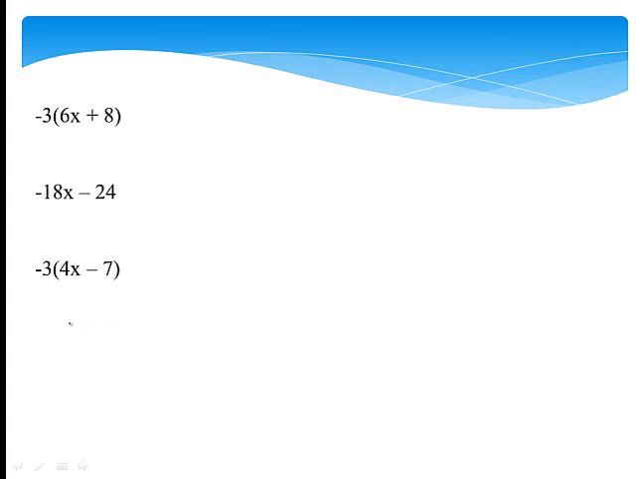This one's a little tricky. What is negative 3 times 4x? Negative 12x. But remember that this is a negative 7. Negative 7 and minus 7 are the same thing. So what's a negative 3 times a negative 7? A positive 21.